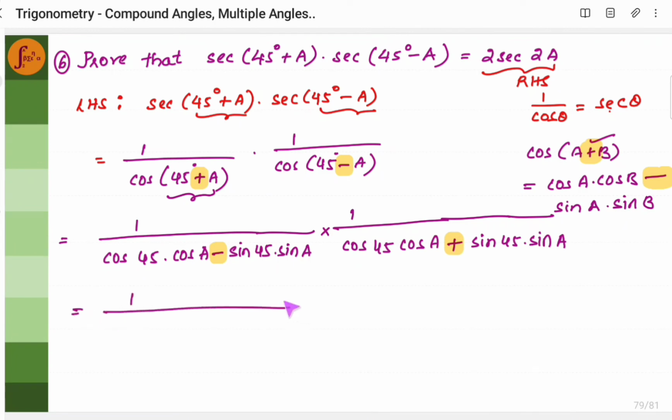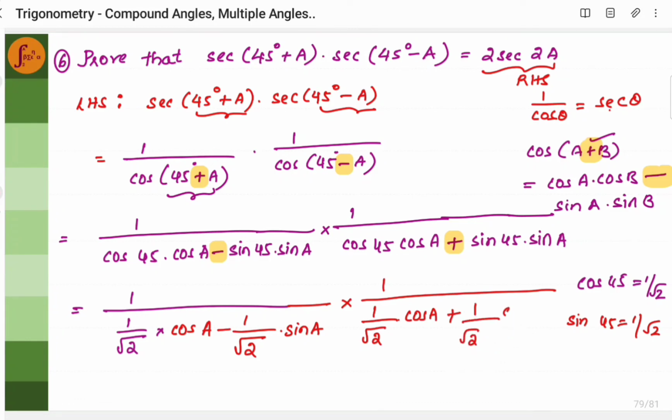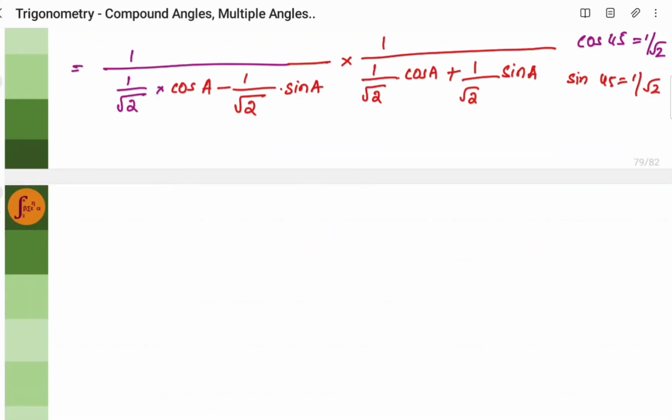Now we'll see cos 45 is 1 by root 2. Remember, cos 45 is 1 by root 2. Then we have cos a. Sin 45 is also 1 by root 2. And sin a. So it is 1 by root 2 into cos a plus 1 by root 2 into sin a. So we'll rewrite this neatly.